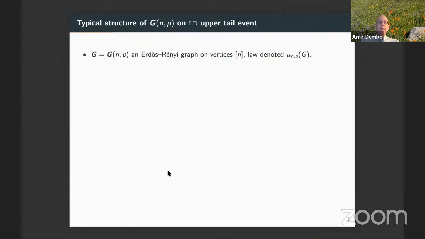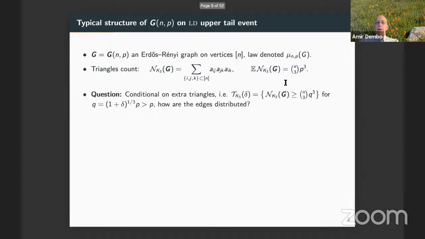So let's look first at some results on the typical structure of an Erdos-Renyi random graph, conditioned on this large deviation event. So we have again our random graph G(n, p) of size n, and I will denote hereafter the law of this graph by mu n p of G, that is going to be a product measure on 0, 1 to the n choose 2, assigning probability p to each of the edges. Triangle counts, and as I mentioned before, and its expectation as we learned before.